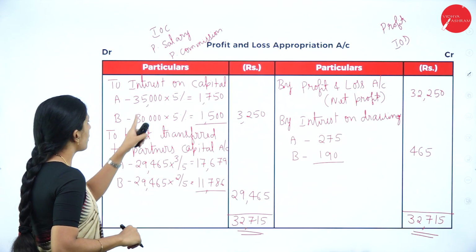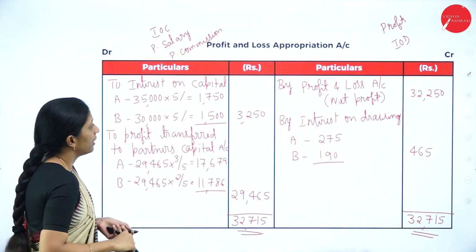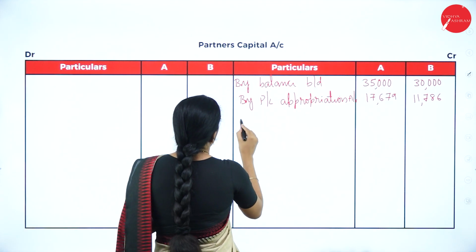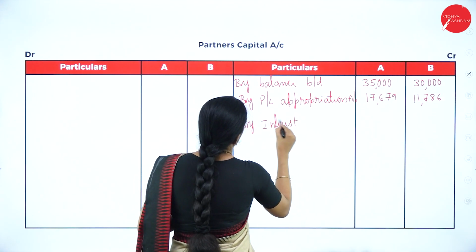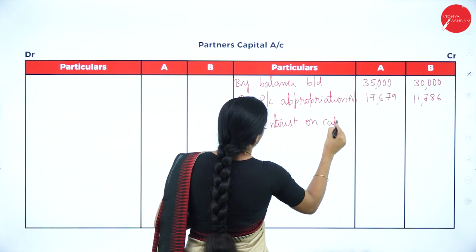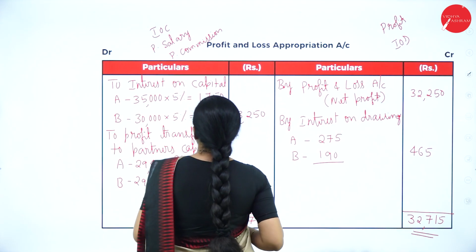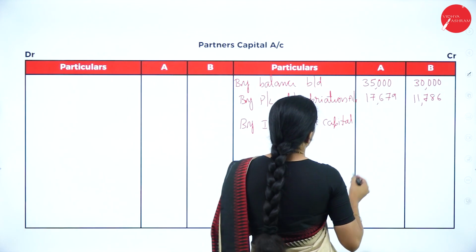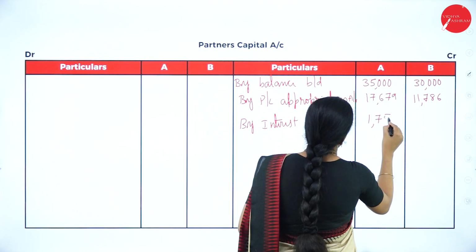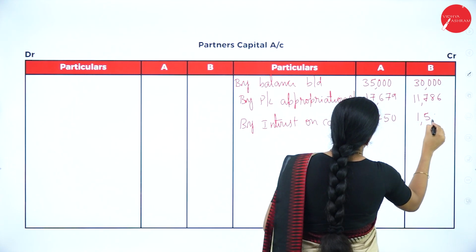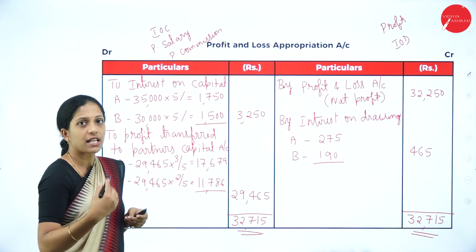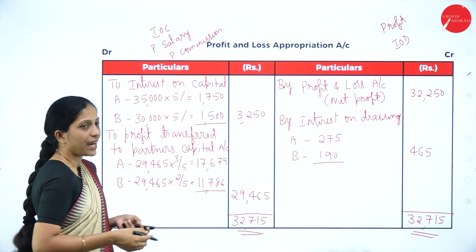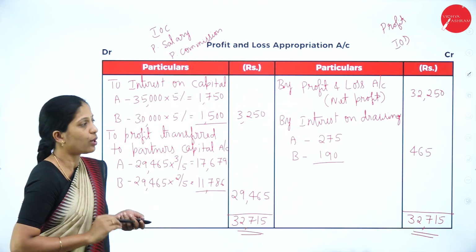Next, what you have to record is the interest on capital. So how do you record? By interest on capital. Now, how much interest? 1,750 and 1,500. Next, suppose if there was any salary or commission which has to be transferred to the partners, that we had to record, but in this problem it is not there.